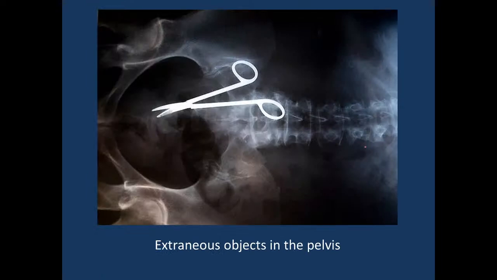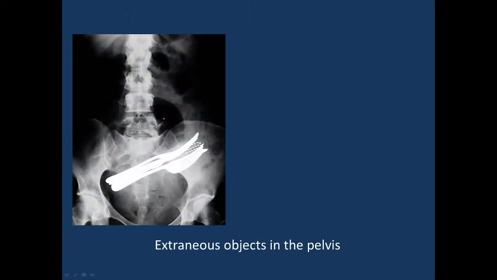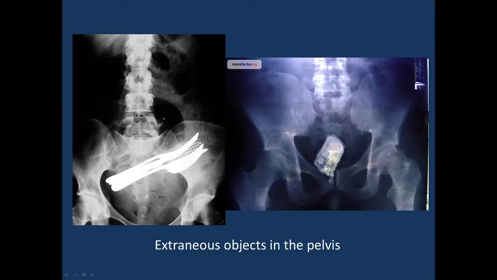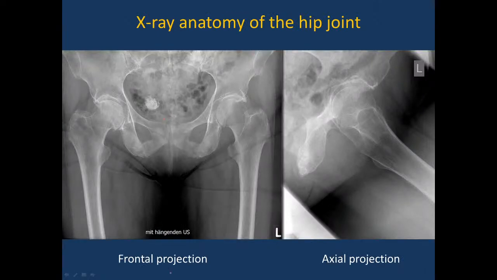That is the extraneous objects in the pelvis, and disease was forgotten in the abdominal cavity, and that is when some crazy people eat metal objects like fork and even knives. It is a very dangerous hobby to eat metal objects. And this is a mobile telephone in the pelvis. I want to tell you how it came into the pelvis. I hope you guess.